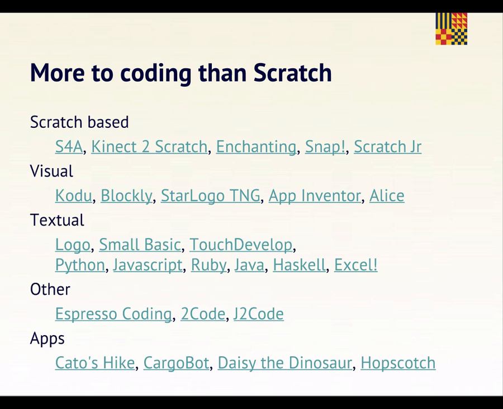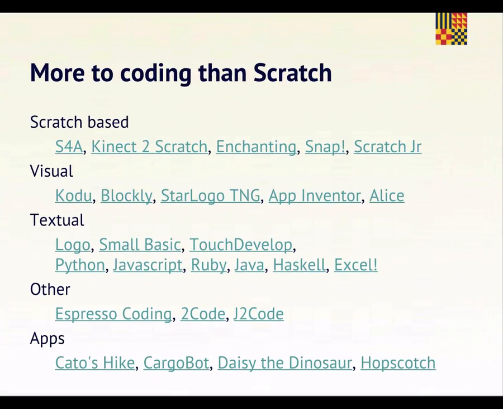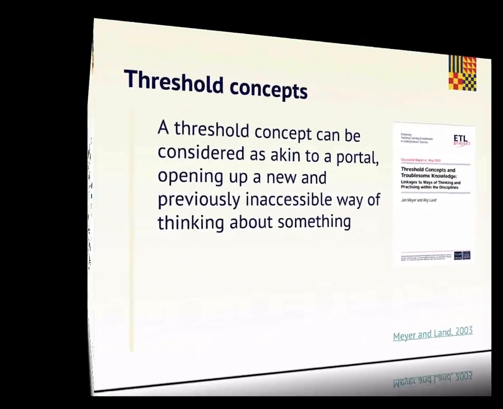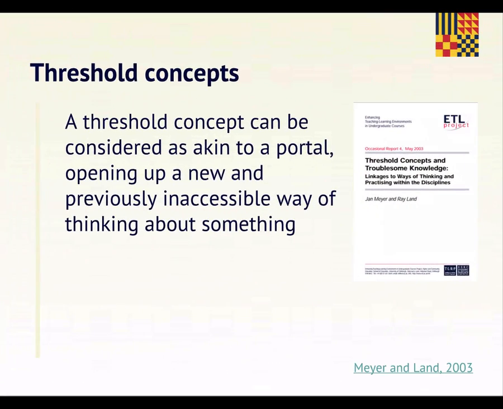It's far better to develop a... Oops, sorry, you wanted the slide back. Okay, there you go. Right, there are more than that. It's far better to think about the conceptual understanding here. That our aims for computing is to understand and apply fundamental principles and concepts of computer science and have repeated practical experience of writing computer programs. I think it's an element of the old style ICT, which is about learning to use software, that we've applied to computing. We think it's learning to use particular programming environments. It shouldn't be. It's about mastering difficult ideas.